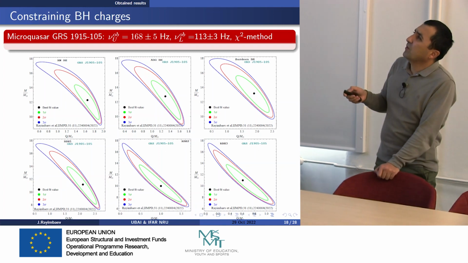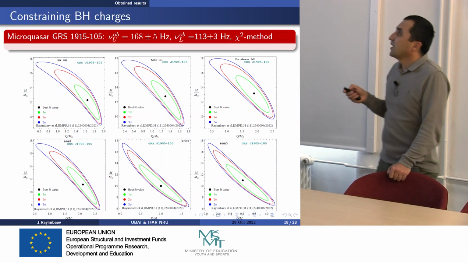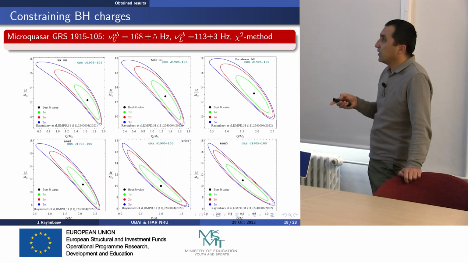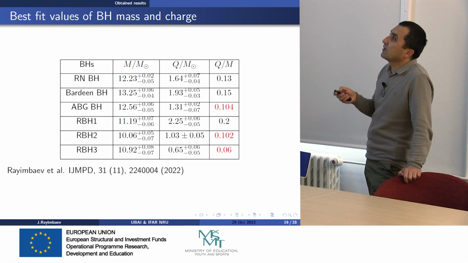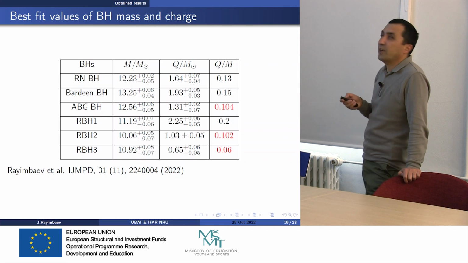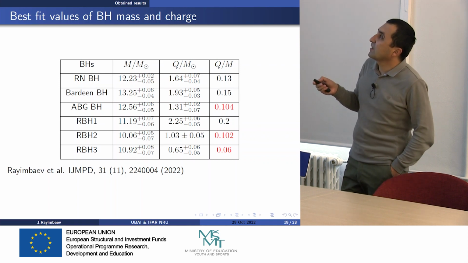This is for different values, for Reissner-Nordström, Ayón-Beato-García, and Bardeen black holes, these three types of black holes, and here we can see the numerical values of these best fit values. For example, these mass values are different for different charged black hole models, and I get a relation between charge and mass, mean values of charge and mass.